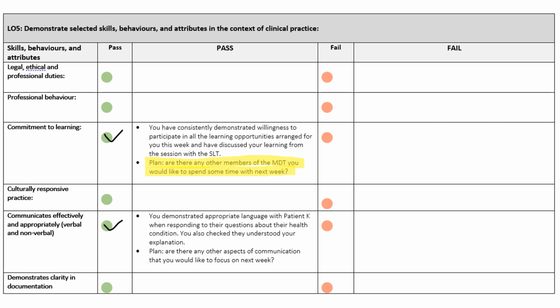Then within the example of communicating effectively, the feedback has been that the student has demonstrated appropriate language with patient K when the student was responding to the patient's questions around their health condition, and the student also checked that patient K understood their explanation. So you thought that was really good and was a great way that the student could demonstrate effective communication. So again, there's a plan, but it's phrased as a question. Are there any other aspects of communication that you'd like to focus on next week?